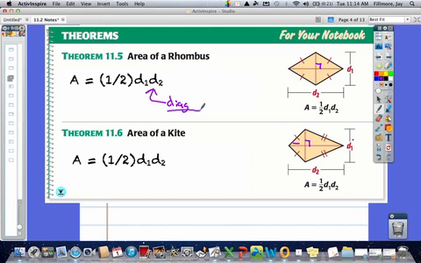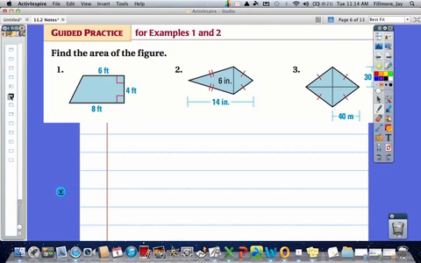So let's look at a few basic examples of how to find the area of rhombuses, kites, and trapezoids. Let's look at one of each. For number 1, we're finding the area of the figure. You should notice it's a trapezoid. We have one pair of parallel sides, since consecutive interiors are supplementary, and that is the definition of a trapezoid.